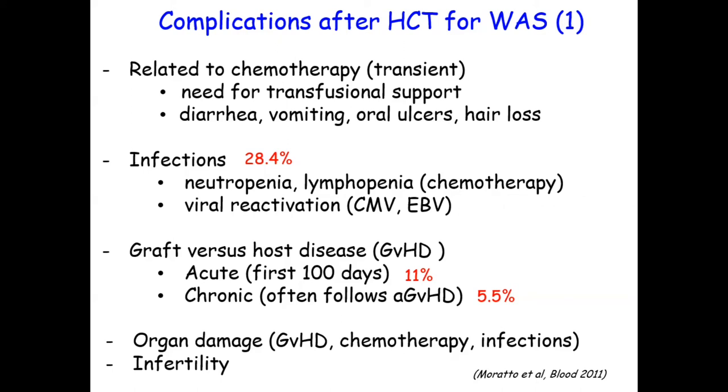Graft-versus-host disease is something we all worry about. There are two types of graft-versus-host disease that you probably are familiar with. That's acute graft-versus-host disease, typically defined as something that happens in the first 100 days. 11% of the patients had this. Chronic, which may or may not follow, often does, but not necessarily, 5.5%. This can be very severe, but this is something that unfortunately you have to deal with, and quite often unsuccessfully in many cases. So this is a long-lasting problem.